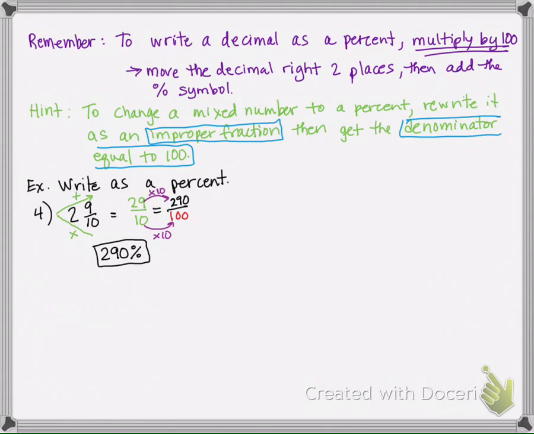All right, let's try another one. We've got 6, we've got 3 and 2/5. So again, we're going to change it, use that hint. We're going to multiply, 5 times 3 is 15, and then we're going to add 2, and that's going to give us 17. So we've got 17/5.